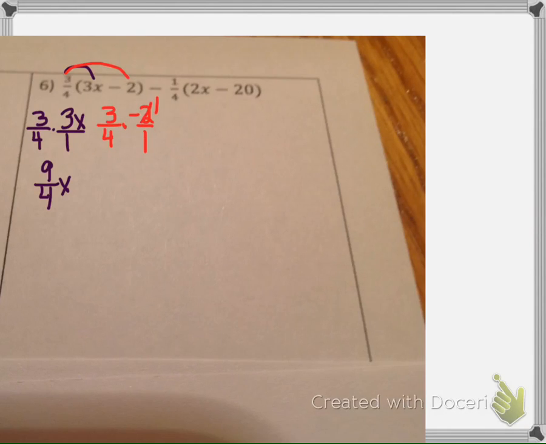Okay, here I could cross cancel my 2 and my 4, and I have one negative, so my answer is going to be a negative. 3 times 1 is 3, and 2 times 1 is 2. We're going to leave that as an improper fraction. And then we're going to do my negative 1/4 here times 2x. So negative 1/4 times 2 over 1x. Okay, I could cross cancel here, and that would be a negative because I have one negative. 1 times 1 is 1, 2 times 1 is 2, and that would be an x.